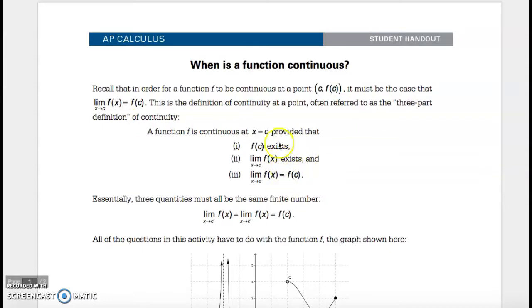So here they are again. Your value, your actual point, must be defined and exist. Your limit must exist, and then they must equal each other. Essentially, the three quantities must all be the same finite number. Finite is important here because you can't have an infinite limit. That doesn't count because that's a limit that technically does not exist. So your left-hand limit has to equal your right-hand limit, and together that makes your general limit, and that equals your value, okay?